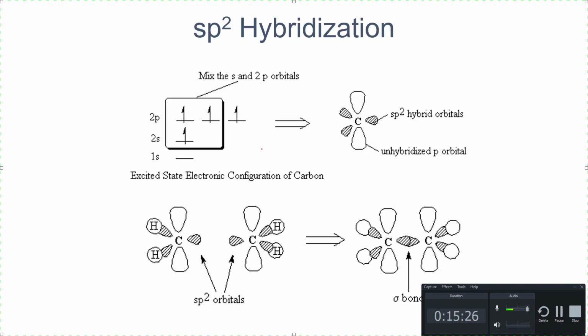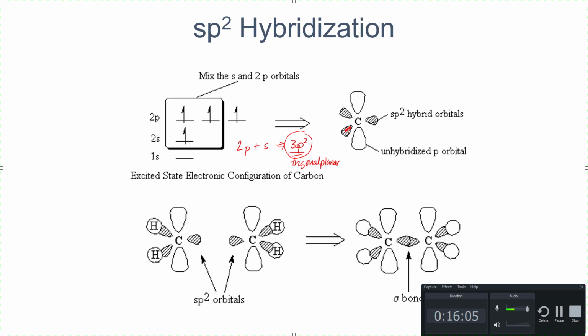Now, is that the only way we can mix orbitals? No. Let's say we wanted to mix 2 of the p orbitals with the s and leave another p unhybridized. Well, then if I mix two p orbitals with one s orbital, I'm going to get three sp2 hybrid orbitals. Now, three orbitals would mean a trigonal planar geometry.